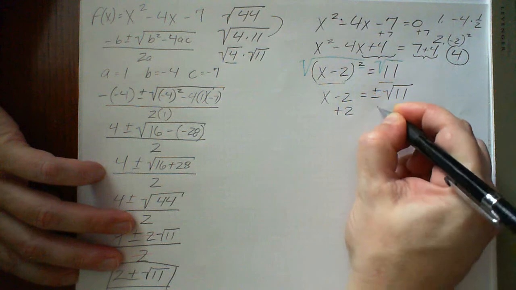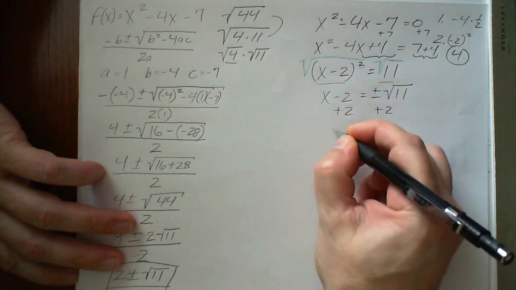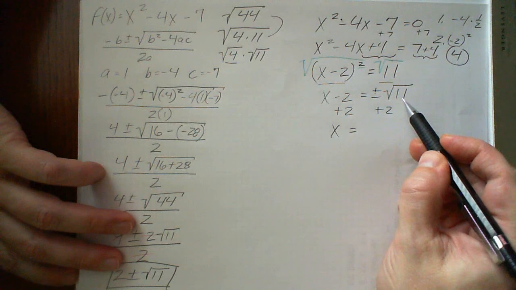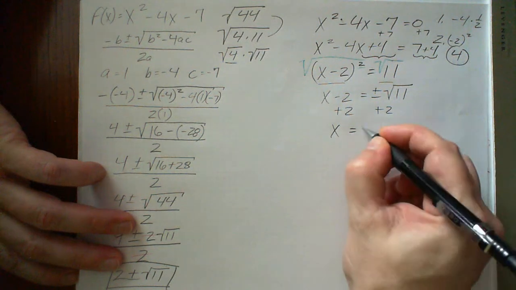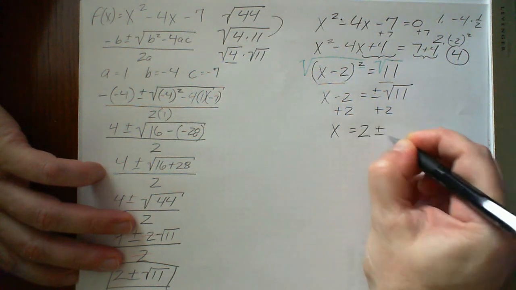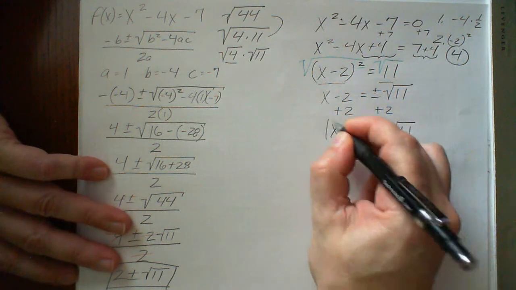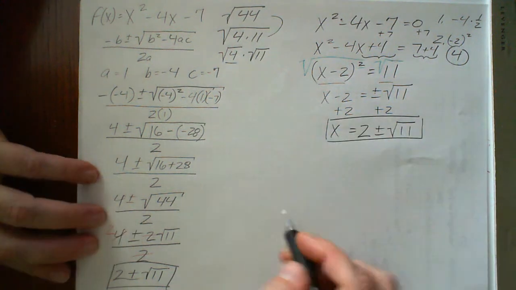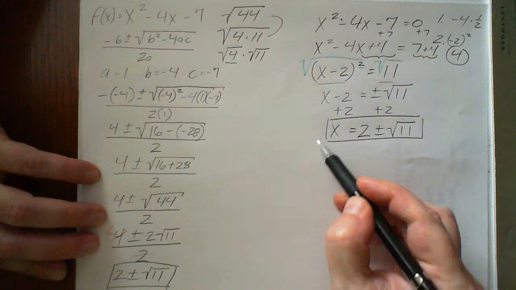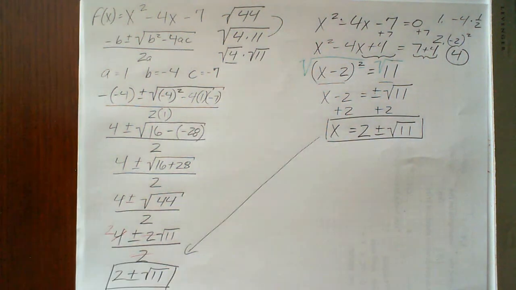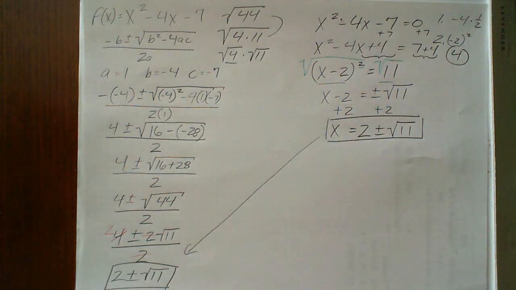To solve from here, we'll simply add 2 to each side. So x equals, I could say plus or minus square root of 11 plus 2, but I'm just going to write my 2 over here on the left. And that's my final answer to get the zeros. You'll notice here we do end up with the same value regardless of the method that we use. Hope this helps.